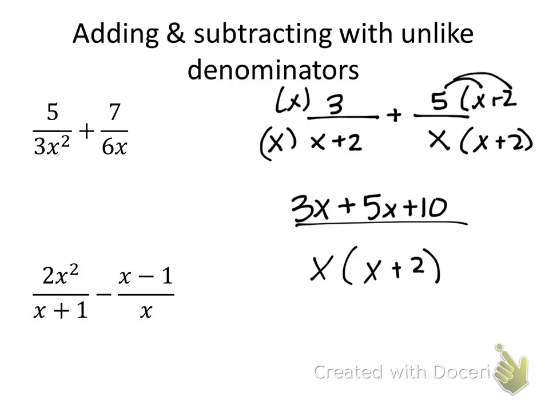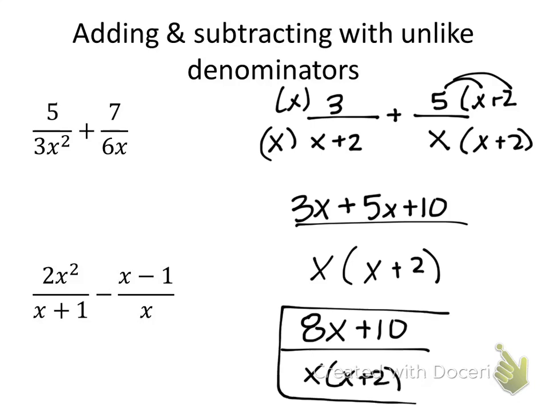That 5 has to be distributed to both things. Now, do I have common or like terms that I can combine? 3x and 5x gives me 8x plus 10 over x times x plus 2. And there's your final answer. What does the 8x have beside it? They're together. You cannot break it up. Remember, it's off limits. So you can't cancel out the x's.